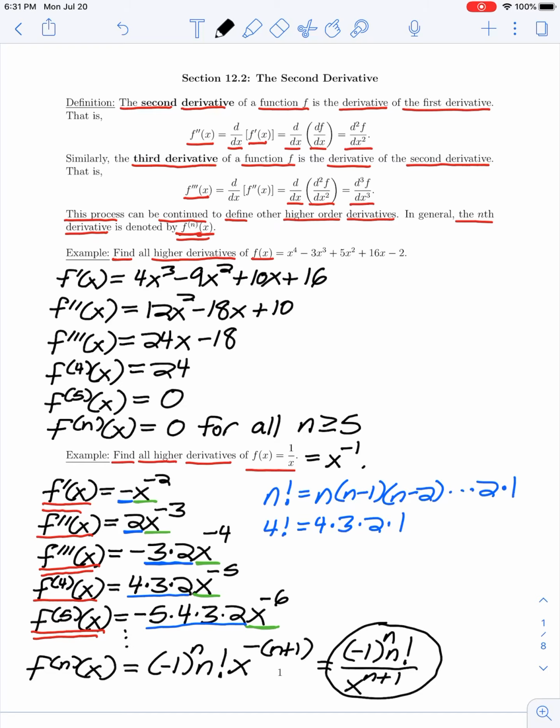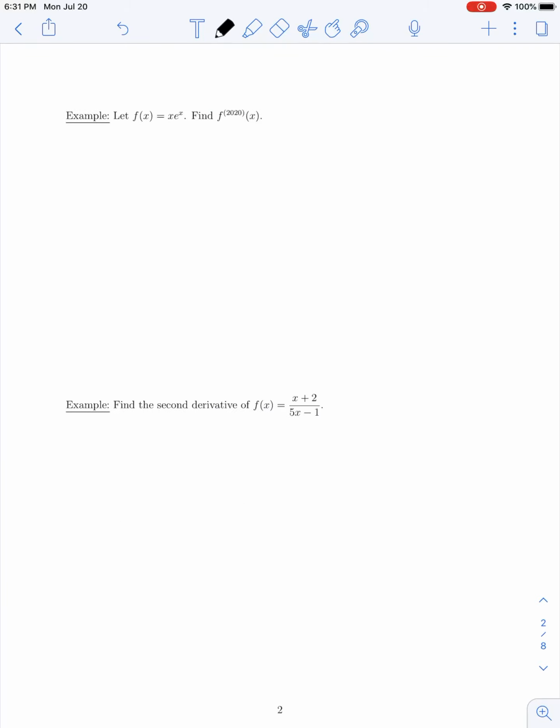So let's look at some other examples, maybe combining some rules or techniques of differentiation that we talked about in chapter 11. So in this next example, we have the function f of x is x times e to the x, and we're asked to find the 2020th derivative of that function. So of course we wouldn't want to take 2020 derivatives, but we could start looking at the first few derivatives of this function and see if we could establish a pattern, as we did in that last example.